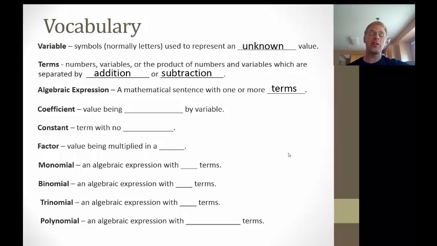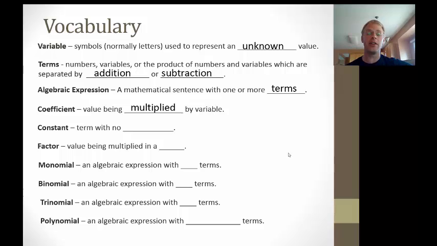Now, a coefficient is a part of a term. Specifically, it's the value being multiplied by the variable or variables in a term. And we'll see some examples of these in just a little bit. A constant is a special type of term. It's a term with no variable. When we look at a constant, we're just going to see a number value. We're not going to see any variables. Now, factors are actually parts of a term as well, but they are the values being multiplied in a term. And again, we're going to look at an example of this, and so we can better understand what is meant by something being called a factor.